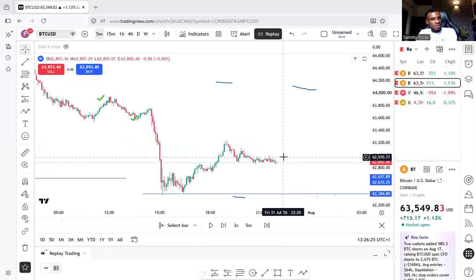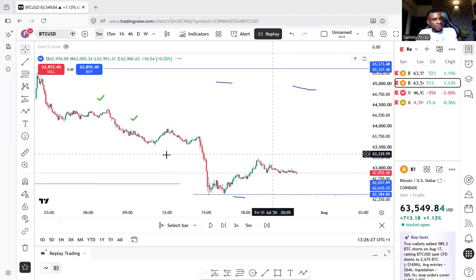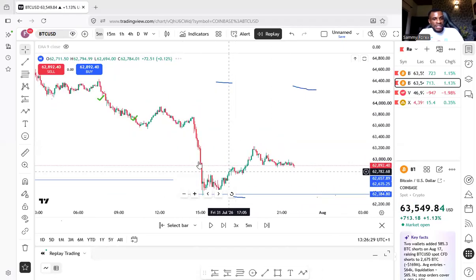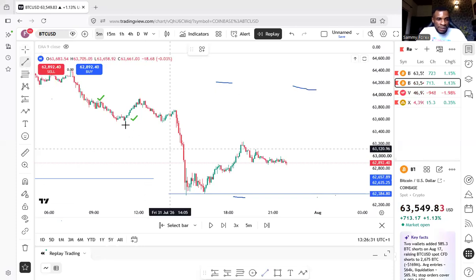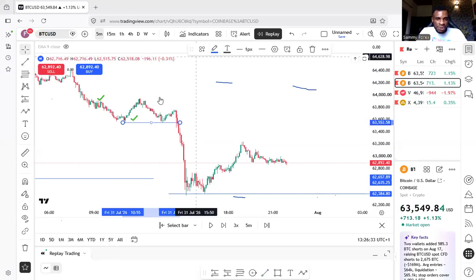See, we have never had a change of character yet, even on the 5 minutes. The recent low from the 5 minutes time frame is here. This is the recent break of structure according to the 5 minutes time frame. And where is the trading range of the 5 minutes? Where is the trading range?